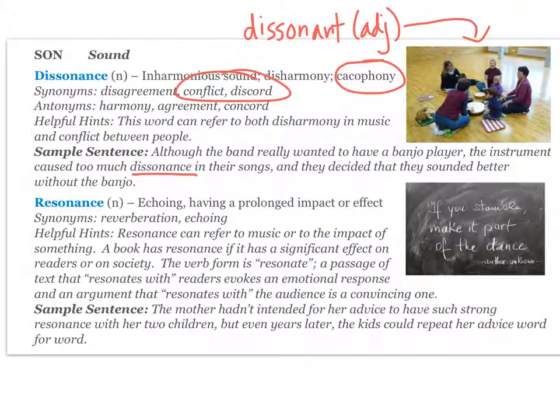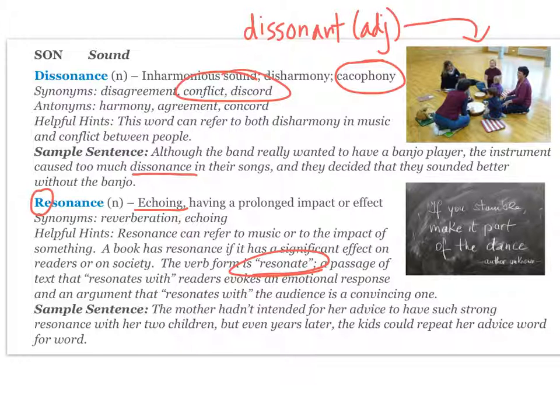Resonance is your next SAT word. If you think about re- as being again, re-sounding or echoing, you could talk about a literal musical note having resonance if it echoes and reverberates. You can also talk about the resonance of something through history, if an event or a person had a big impact on history. You could say that it resonated through history, or that their actions had resonance through history.